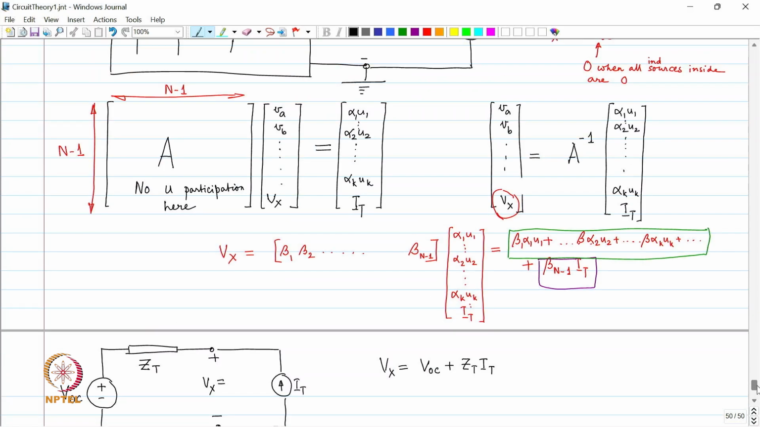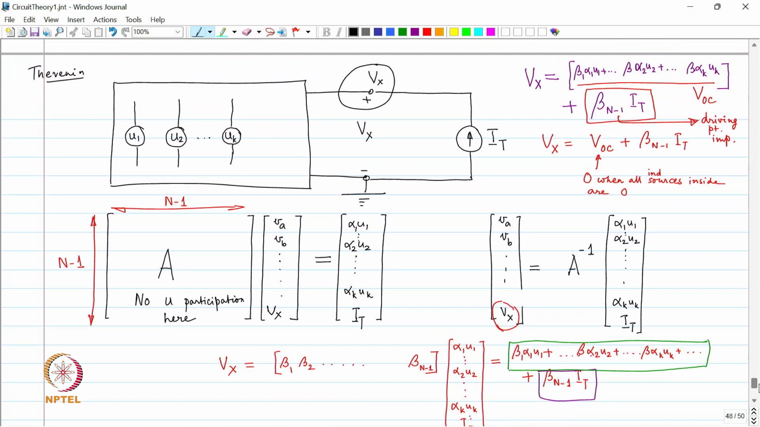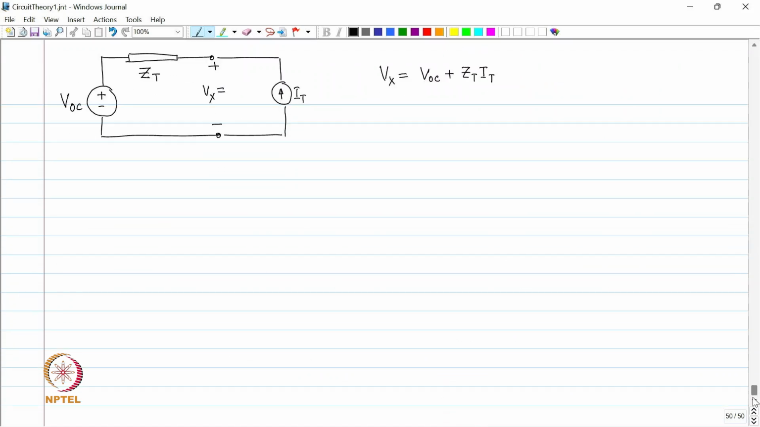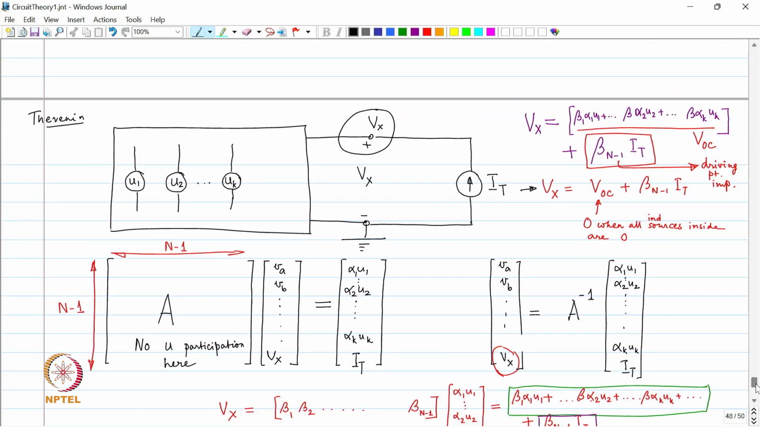So, how do these two equations compare? They are the same. Right, Vx was equal to VOC plus beta n minus 1 times IT, and we have got exactly the same result, just that ZT is beta n minus 1, that is all, and VOC is equal to that junk, lots of that junk that you had written, all the terms added them all up, put all the junk together, that is your VOC. Fine. So, this is the proof for Thevenin's theorem.